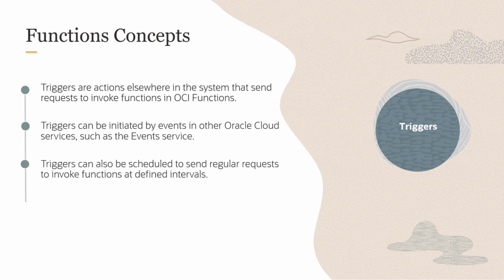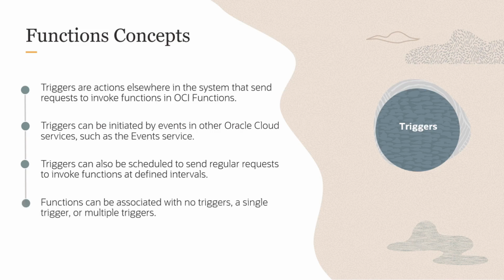Triggers can also be time-based, where they are scheduled to send regular requests to invoke a function at defined intervals. This is useful for tasks that need to run on a fixed schedule, such as periodic data processing or maintenance activities. A function in OCI Functions might not be associated with any triggers, or it could be linked to one or multiple triggers. This flexibility allows functions to be invoked in various ways depending on the requirements of your application.